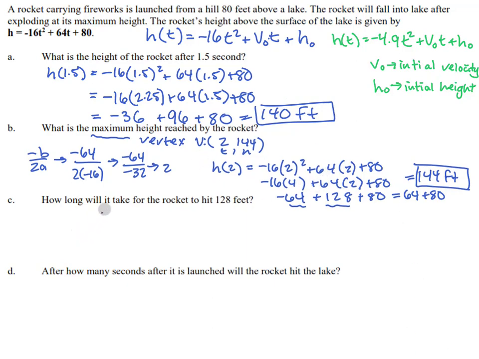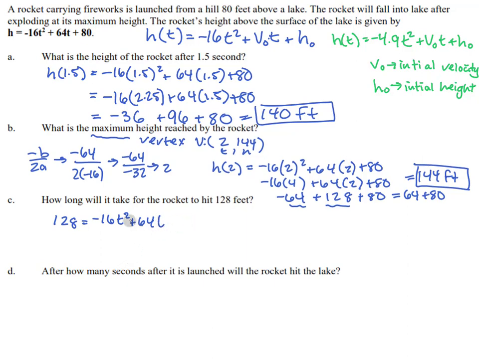Okay, how long will it take for the rocket to hit 128 feet? Well, this is certainly less than our maximum, so I know it's possible. So let's figure that out. In this case, we know a height. We're plugging in 128 for h, and now I need to solve for t. So negative 16t squared plus 64t plus 80.